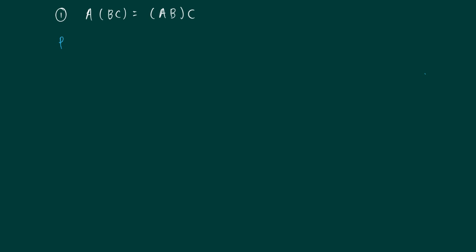Proof of property 1, associativity. A times the product BC is the same as the product of A and B with C. So assume that A is an n times m, B is an m times p, and C is a p times q matrix, so that the above products are all well defined.